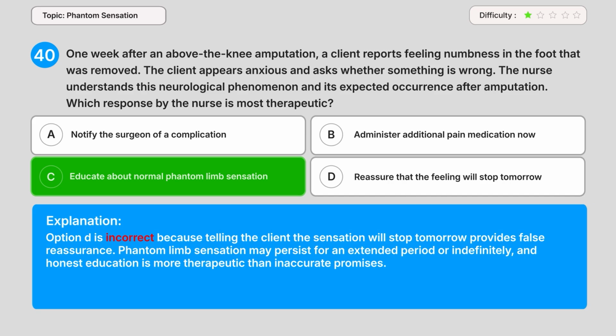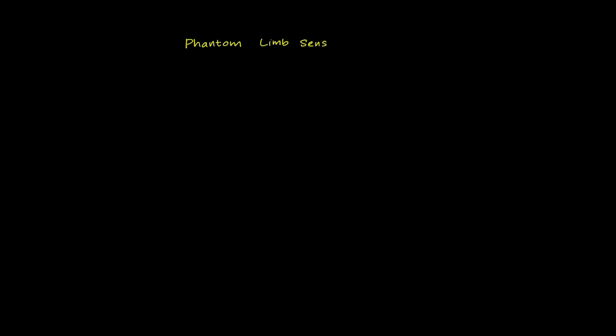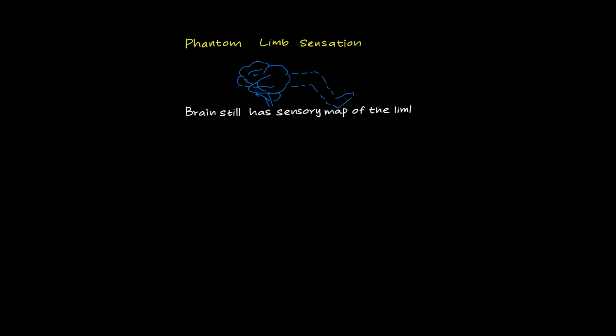than inaccurate promises. One week after an above-the-knee amputation, the client says the foot that was removed feels numb. They're anxious and worried something is wrong. The right response is to educate about phantom limb sensation. This is a normal neurological phenomenon. When a limb is amputated, the nerve pathways that used to carry signals from that limb don't just shut off.